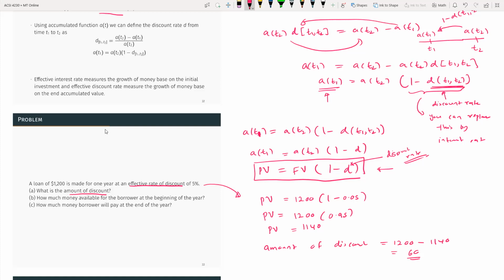How much money is available for the borrower at the beginning of the year? So basically 1140. How much money will the borrower pay at the end of the year? That's 1,200. So in this case, you need to remember that 1,200 is what you pay at the end. Since it's discounting, you are really only going to get the 1140 from the lender, and you will pay 1,200 at the end.